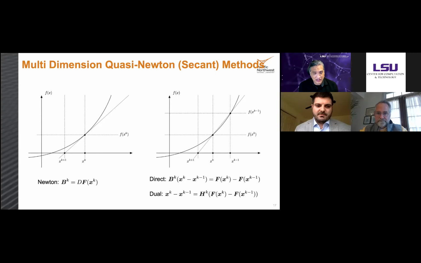So in the direct case, we are looking for a matrix B sub K that satisfies the secant condition, so that B times the delta X is equal to the deltas in F. And we can flip that around as well. So there's a dual condition. Rather than trying to find this B, we could find the inverse of B, or we'll call that H here, so that it satisfies this condition that delta X is equal to H times the deltas in F.